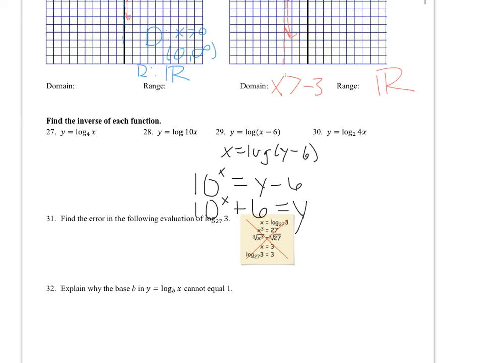So again, if I would have done, I know, that one's easy. These other ones are easy. You guys are so smart. These are easy. X is equal to log base 2 of 4y. Again, rewrite it as 2 to the x is equal to 4y, and then divide by 4. So your inverse function would be 2 to the x over 4.